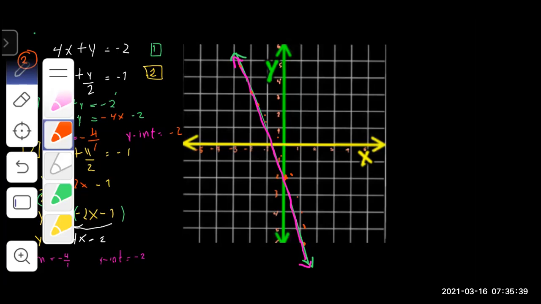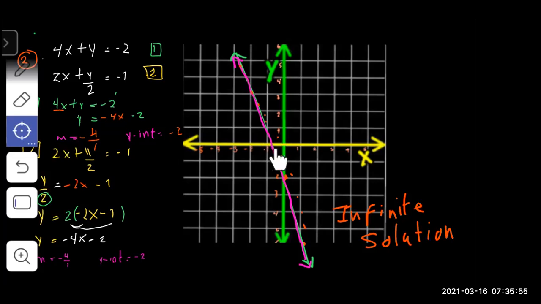Infinite solutions. Excellent. Infinite solution. Okay, we can say it then. Infinite solution. Okay, that is my solution. All of these points in this line can make either the first or the second equation true. And this is the second case.